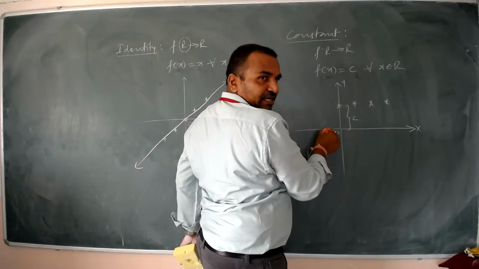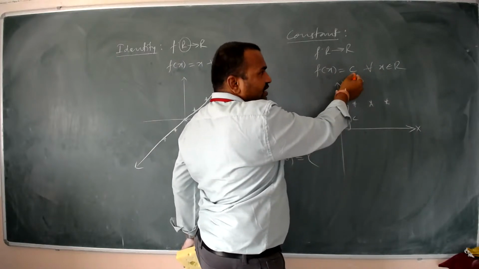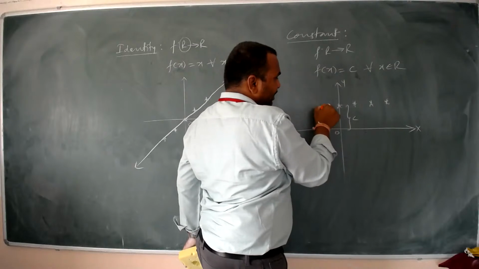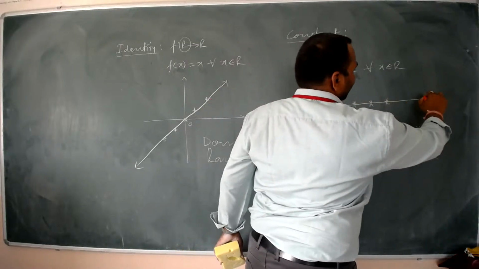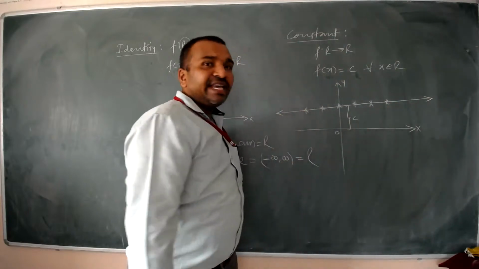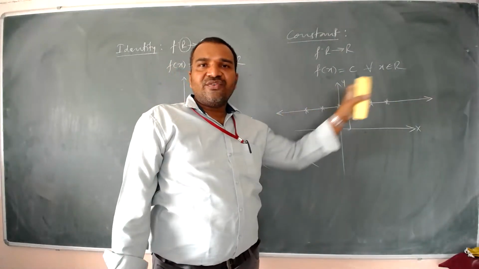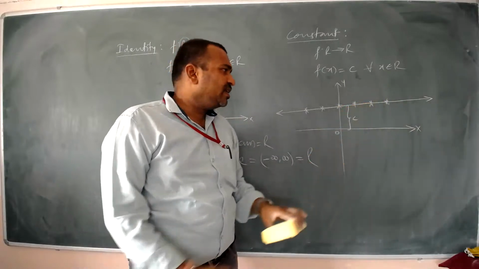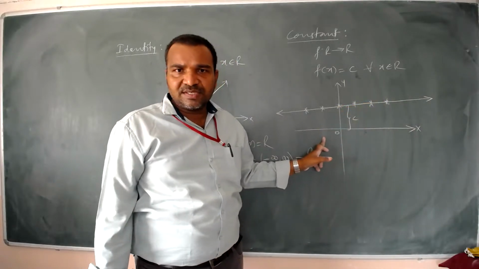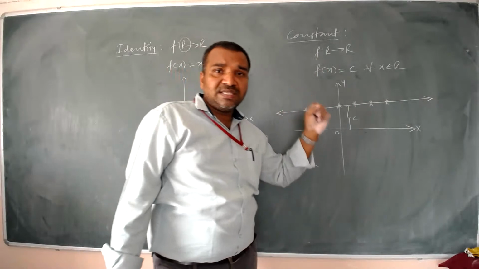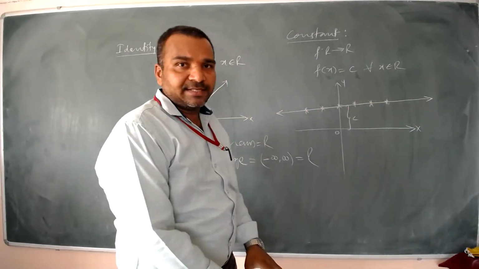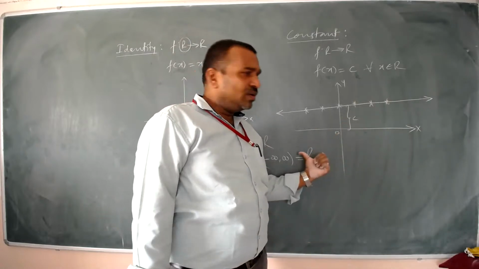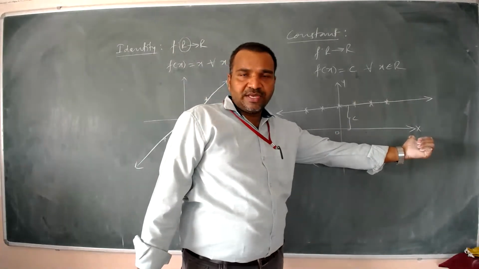By taking minus 1, the x value is minus 1. What is the f of x value? C only. Taking minus 2, minus 3, whatever it may be. So the graph of a constant function is a straight line. The graph of the function is a straight line which is parallel to the x-axis. So if the c value is negative, it comes below the x-axis.